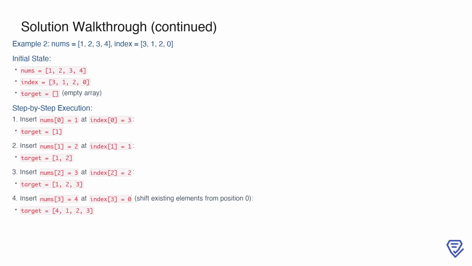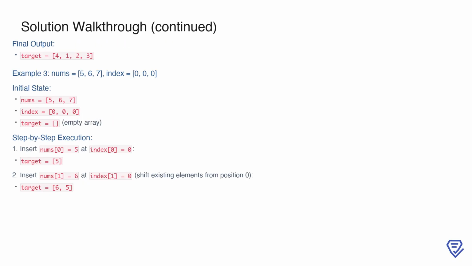Then, we take nums[2], which is 3, and insert it at position index[2], which is 2. Again, no shifting is required, so the target becomes 1, 2, 3. Finally, we insert nums[3], which is 4, at position index[3], which is 0. Since position 0 is already occupied, we shift all existing elements to the right and insert 4 at the start. The resulting target array is 4, 1, 2, 3. The final output for this example is 4, 1, 2, 3.